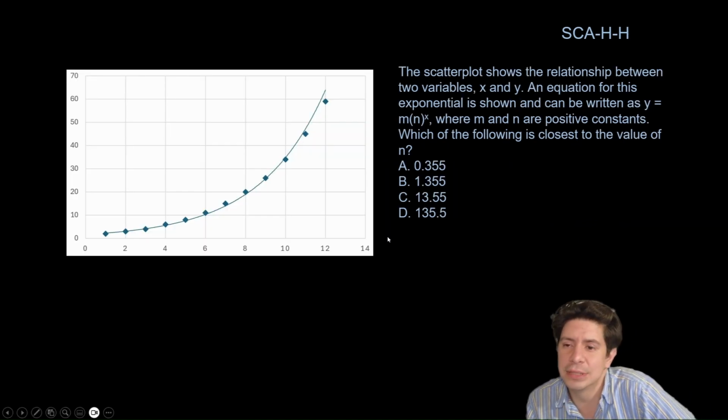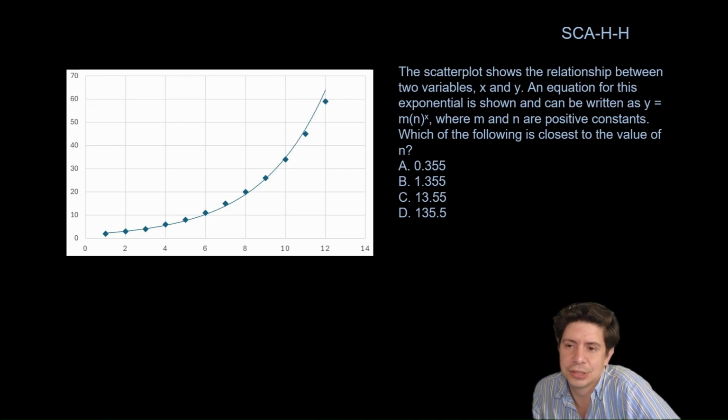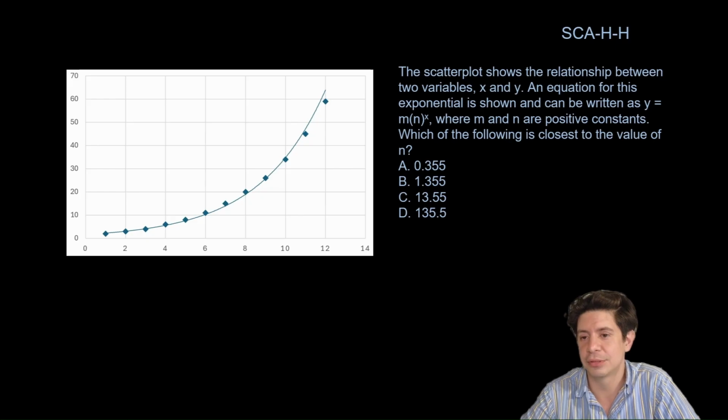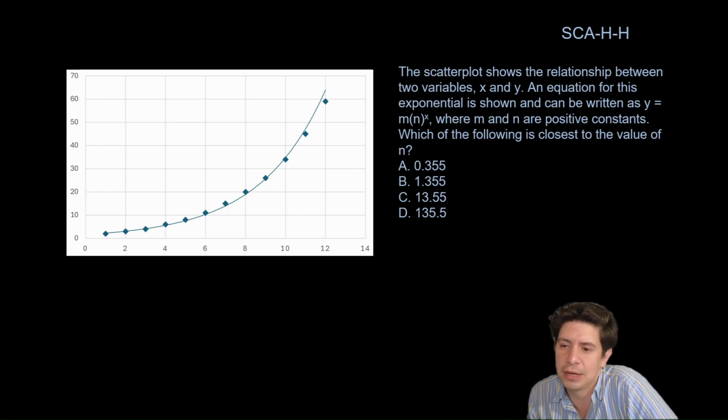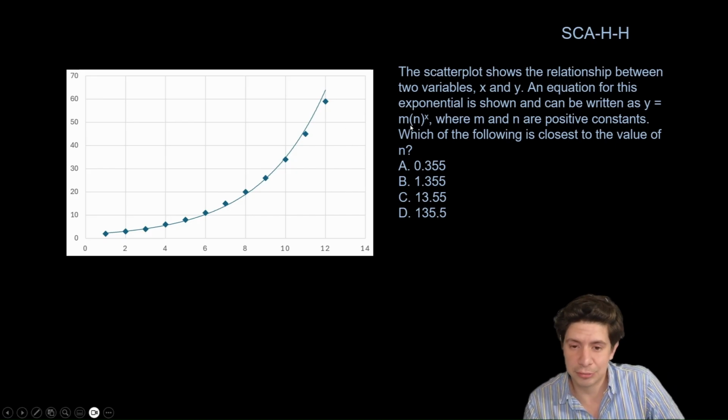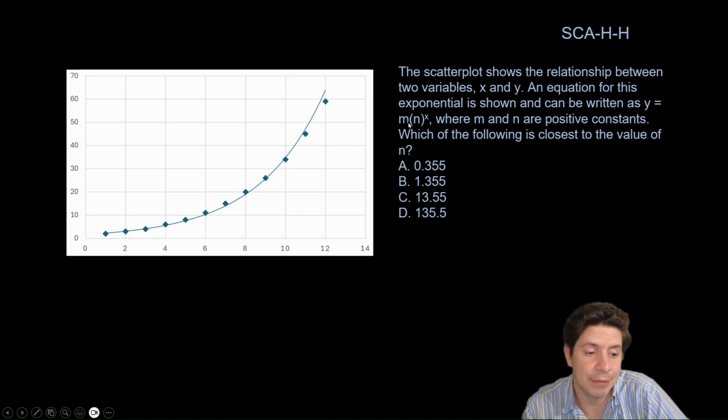We have this one, scatterplot, category H within level H. The scatterplot shows the relationship between two variables, x and y. An equation for this exponential is shown and can be written as y equals m times n to the x, where m and n are positive constants. Which of the following is closest to the value of n? So this is an exponential equation we're being given here, right? M is the initial value, n is the amount it's growing by each time.